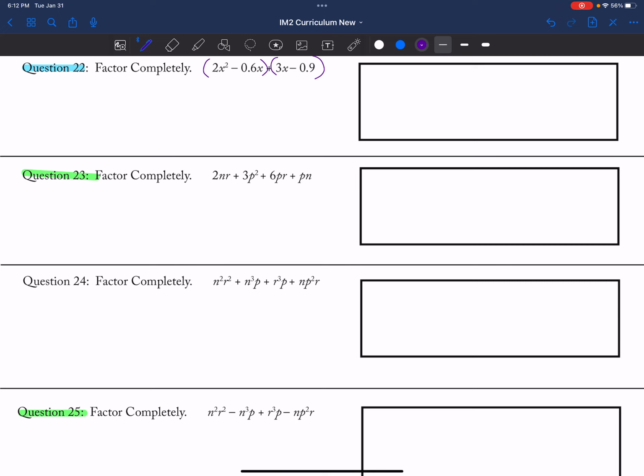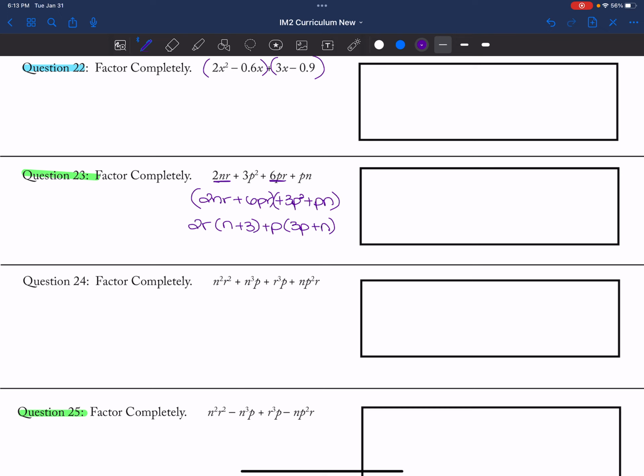So what I notice is I can rearrange this so I have 2nr plus 6pr plus 3p squared plus pn. Then maybe I can factor by grouping this way. I can factor out a 2r here, and I'm left with an n plus 3. And I can factor out a p, and I'm left with a 3p plus n. That doesn't work either.